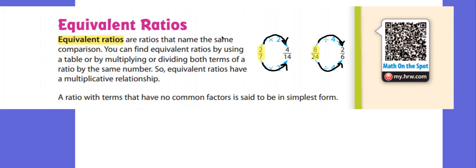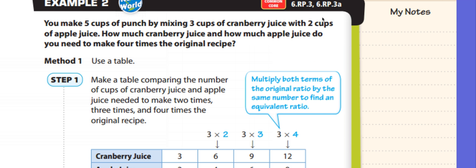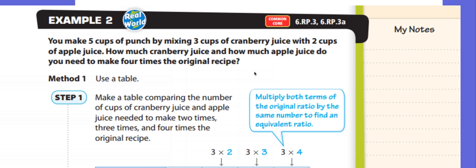The next sentence says, a ratio with terms that have no common factors is said to be in simplest form. Now let's scan ahead and take a look at example 2. There's a question posed here, and then the book shows you two different ways to solve. One is to use a table, and one is to just read carefully and do a multiplication problem. The question reads, you make 5 cups of punch by mixing 3 cups of cranberry juice with 2 cups of apple juice. How much cranberry juice and how much apple juice do you need to make 4 times the original recipe? And method 1 is to use a table.